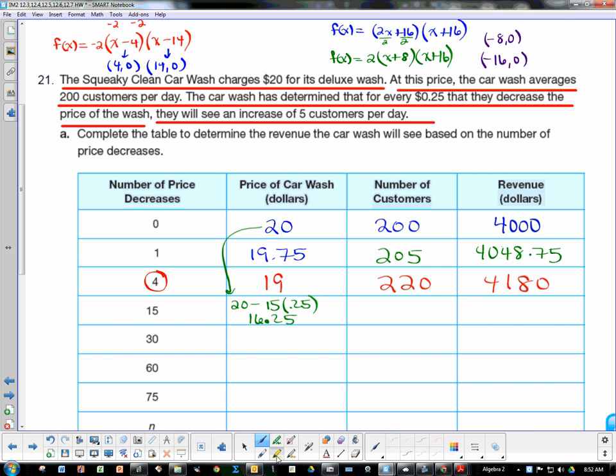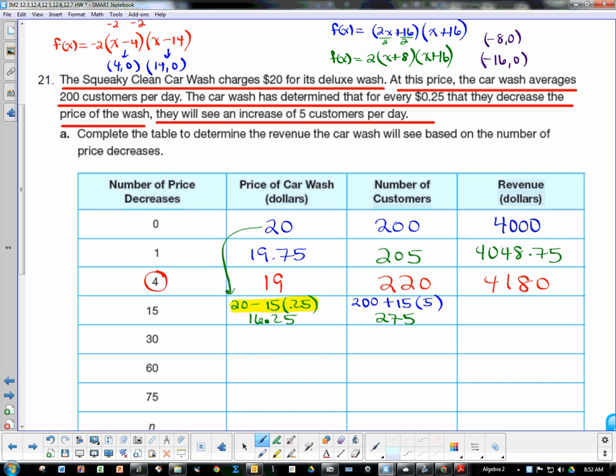And you can see here, I want to highlight this, it's important. This is really how I arrived at $16.25. Number of customers. Well, I started with 200, but I'm going to add to that because I'm increasing this 15 times 5, yes. Now, that is going to be, I believe, 275.